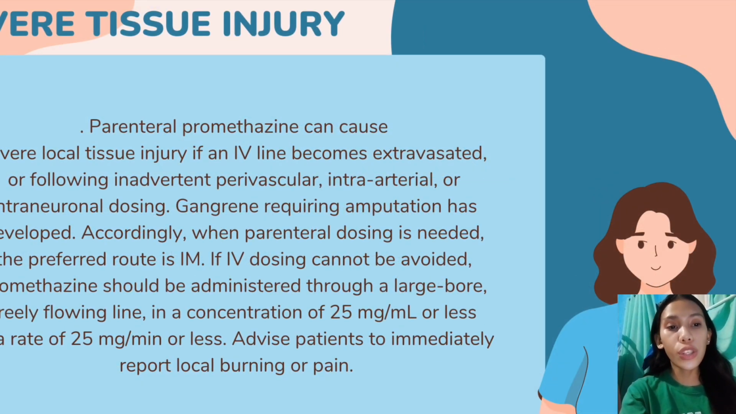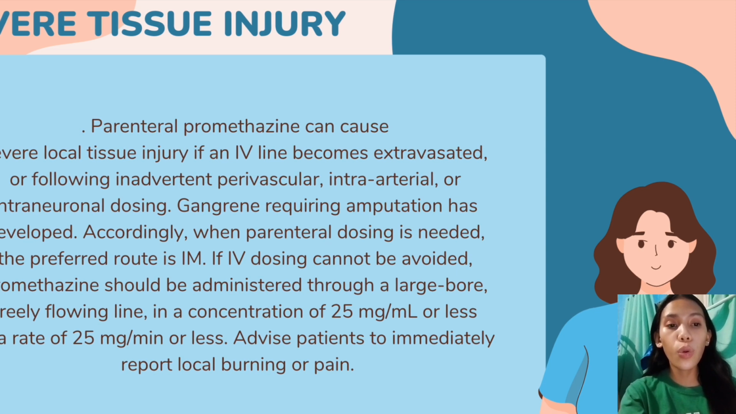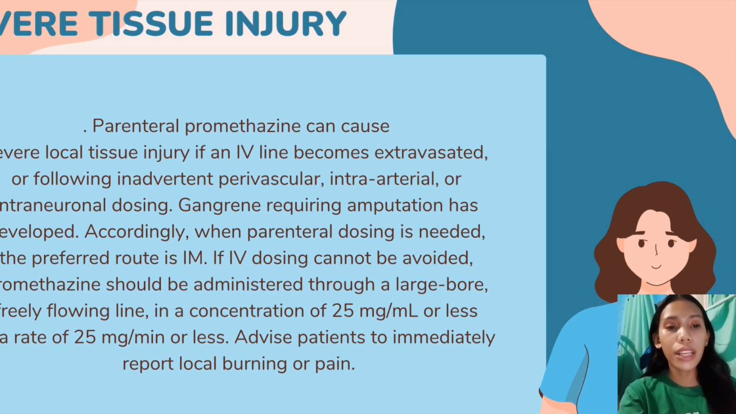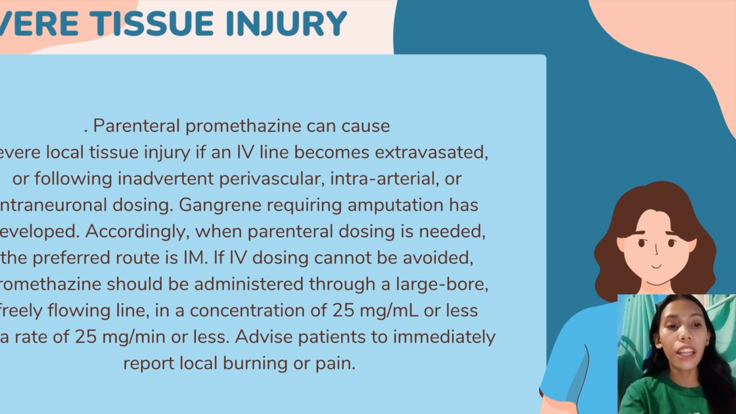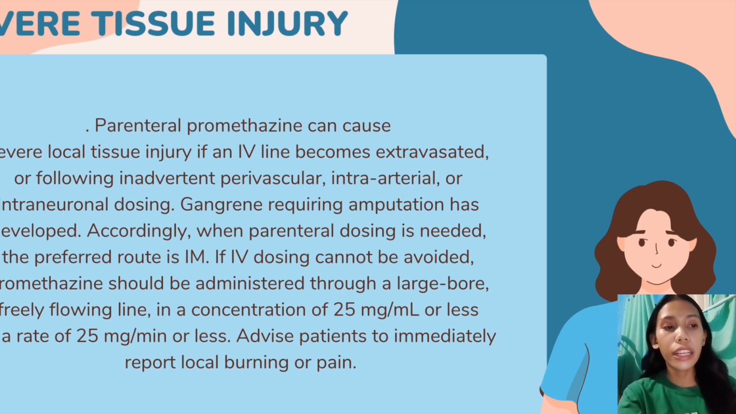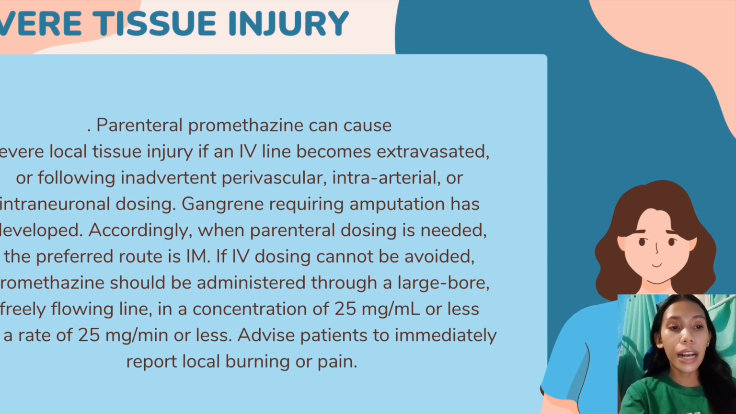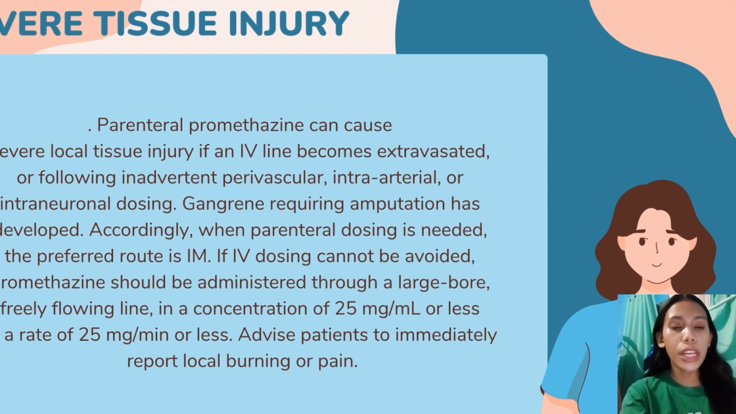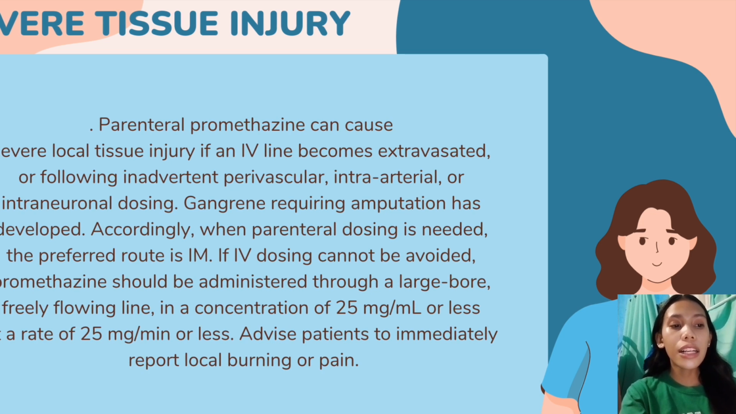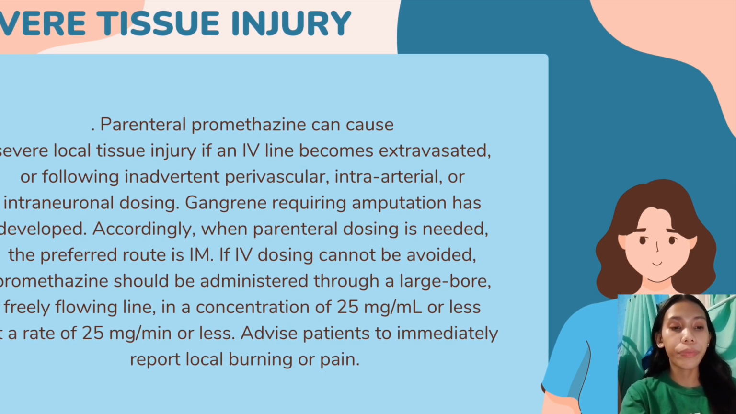Severe tissue injury. Parenteral promethazine can cause severe local tissue injury if an IV line becomes extravasated, or following inadvertent perivascular, intra-arterial, or intraneuronal dosing. Gangrene requiring amputation has developed. Accordingly, when parenteral dosing is needed, the preferred route is IM.